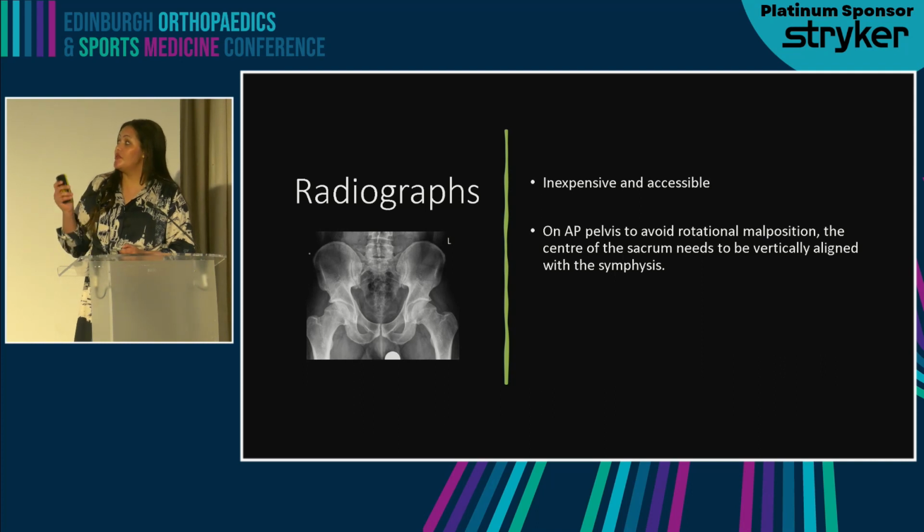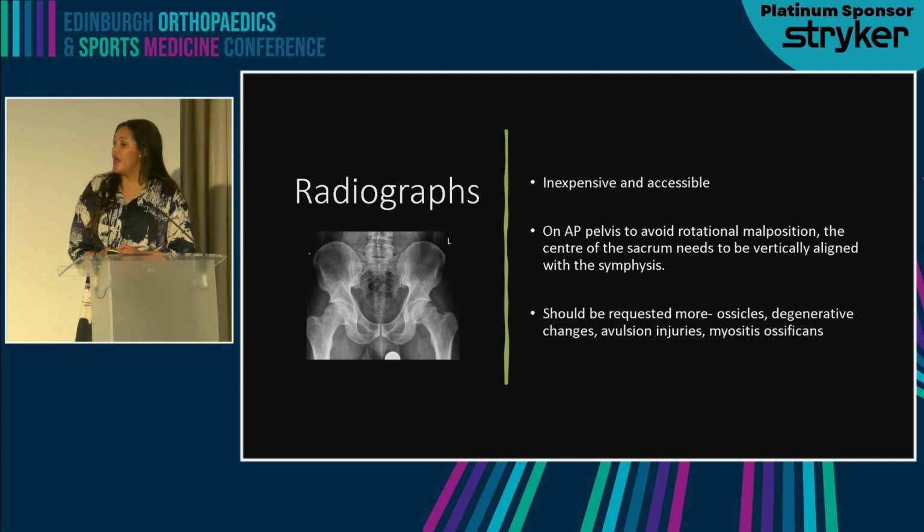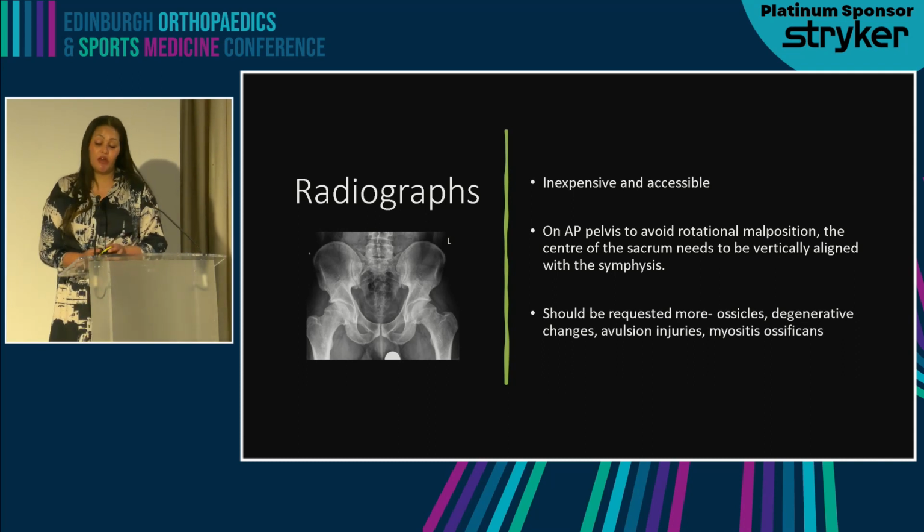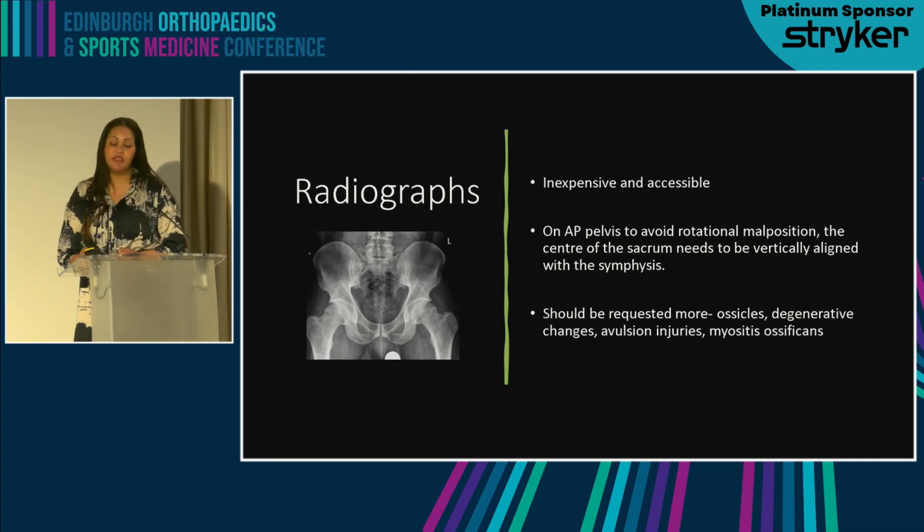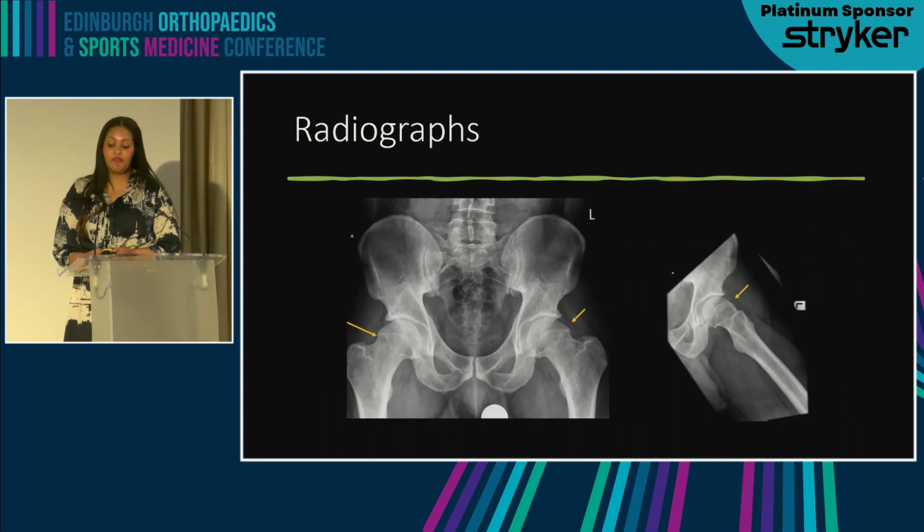Just as Mark had said, on the AP pelvis, the first thing you need to check is that the sacrum is vertically aligned with the pubic symphysis. And we really need to request this more, so you can sometimes see small ossicles that we can't necessarily appreciate on MRI. It's good for degenerative changes, avulsion injuries, myositis ossificans. So generally for mineralization, we will see that better on a radiograph.